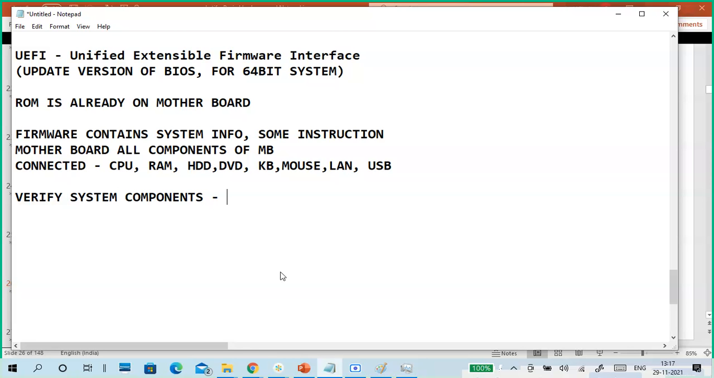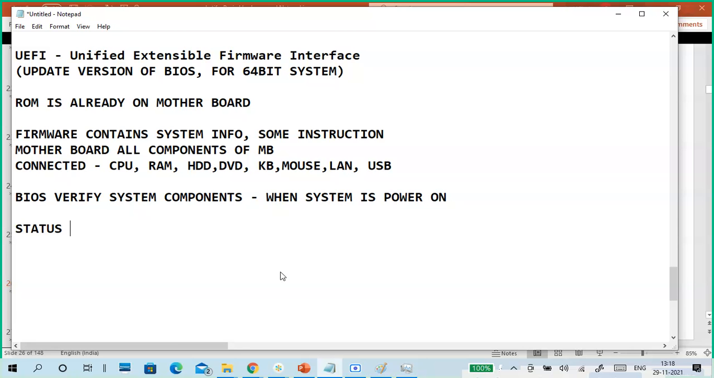But if you don't put a CPU, problem. If you don't put a RAM, problem. Like that, some are very important, some may not be. But it will verify each and every component when the system starts. When you power on the system, your firmware will verify everything. Each and every component is verified: whether it is working or not working, and the details.